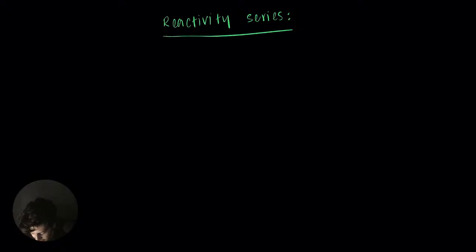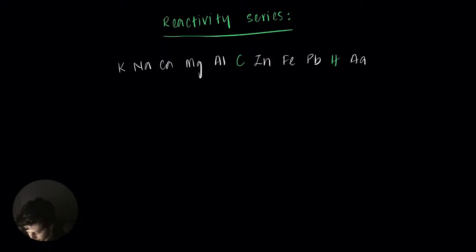Right, we start with potassium. So you have potassium, sodium, then calcium and magnesium, aluminum, then I want to use carbon now, and what else do we have? Zinc, iron, lead, and there's also tin, lead, hydrogen, and the other two, Ag and Au. Okay, our reactivity series.